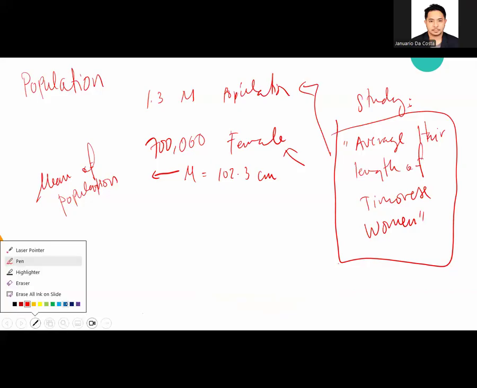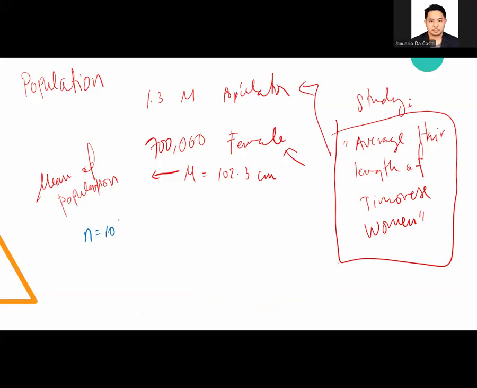Okay, now this is a population mean. From the 700,000, let's suppose I take a sample of n equals 10 people. The mean of these 10 people is, let's suppose, 96.7 centimeters.